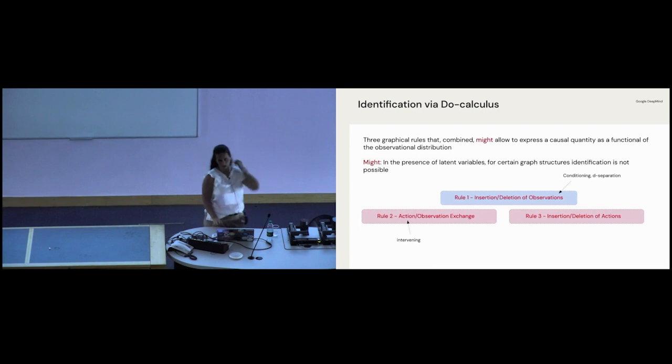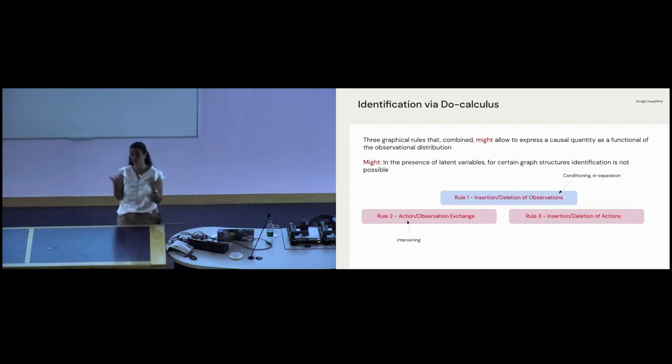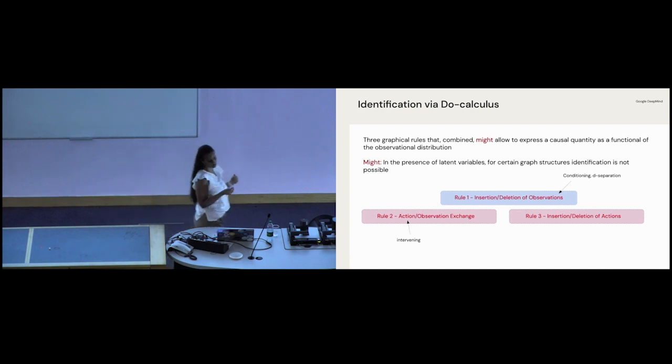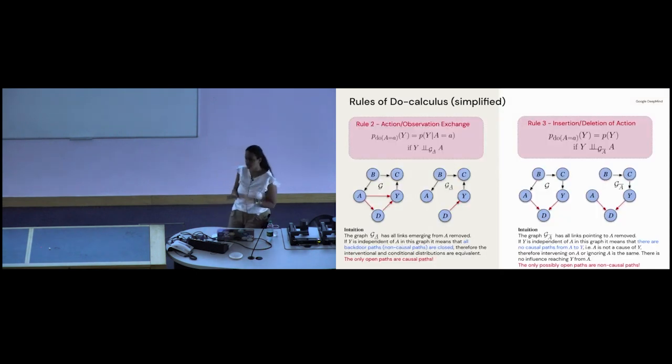So there are three rules. The first rule is a conditional independence rule, so I'm not going to talk about it. It's standard in Bayesian networks. It's just looking at whether some variables are independent in a graph, and it's based on d-separation, if you're aware of that. There are two rules instead that really look at this idea of switching action or intervention with observation, and inserting or deleting interventions. I'm going to give you here a very simplified form of these two, just to give you an intuition of what happens when you apply these rules.